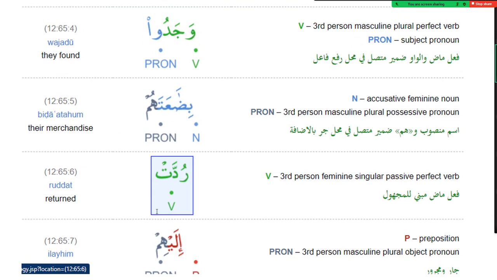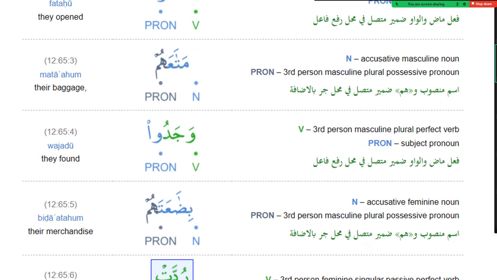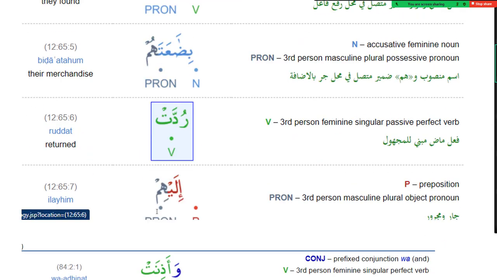So what surah could it be? Very good. So now you understand that you know the story behind what has happened. Rudda yaruddu, rudda yuraddu. So ruddat is here, like shukkat. It's going to be ruddat, to return.